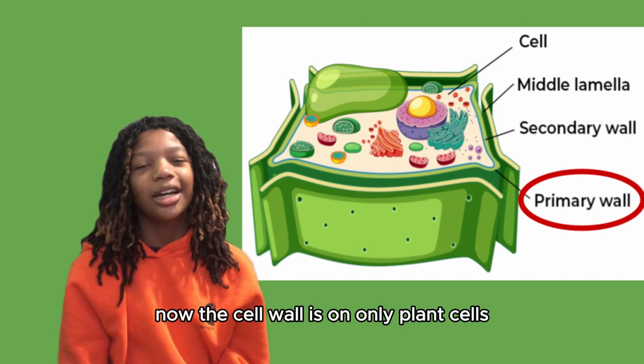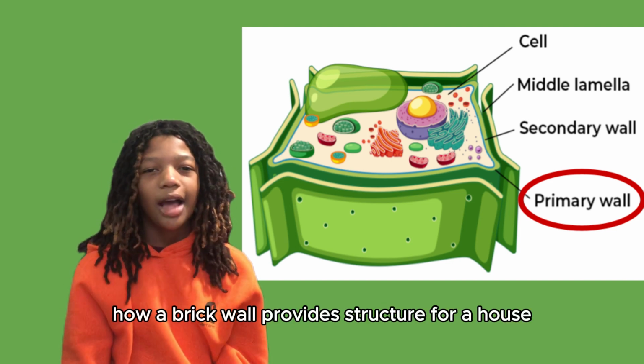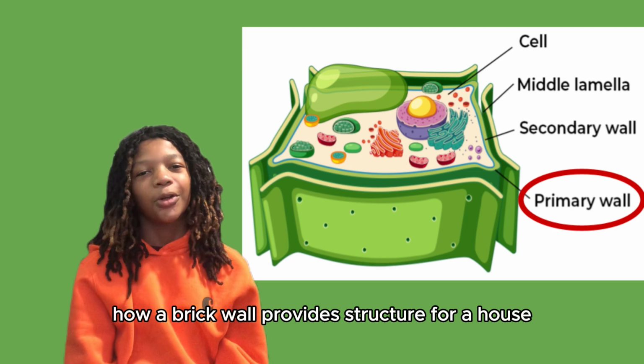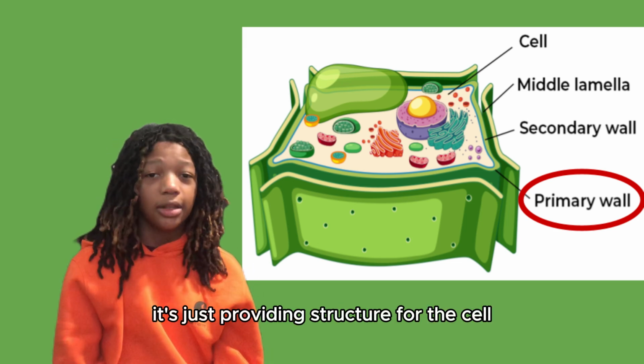Now, the cell wall is on only plant cells, and I'd say that's kind of like how a brick wall provides structure for a house, but this time it's just providing structure for the cell.